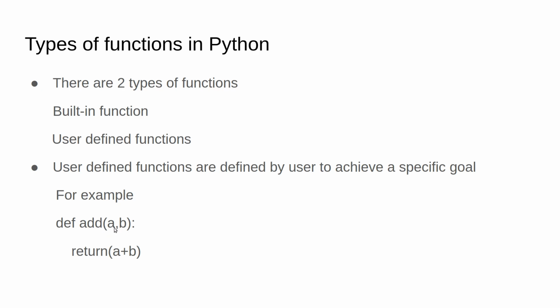And in this case, we are taking two parameters, a comma b, and in the indented code, we can calculate a plus b and return the value. So from any part of the program, if add is called with the appropriate parameters, this function is called and it returns the added value of both numbers. So this is a user-defined function.